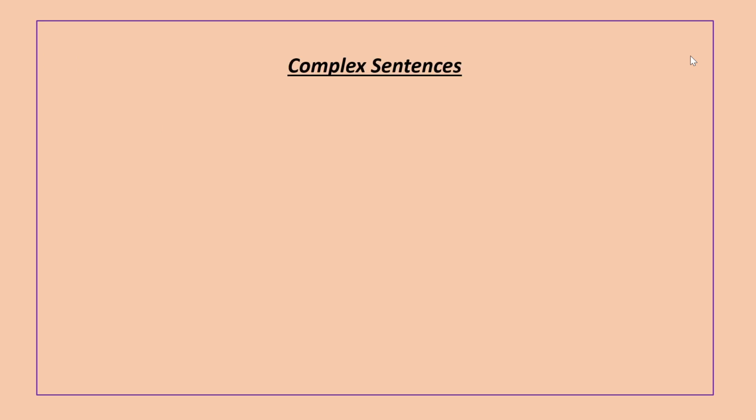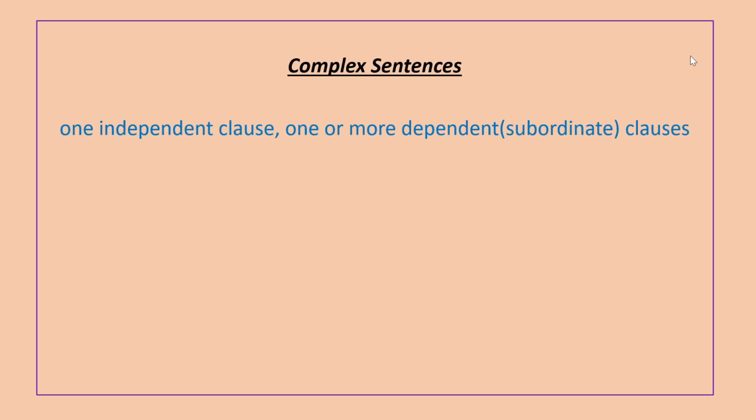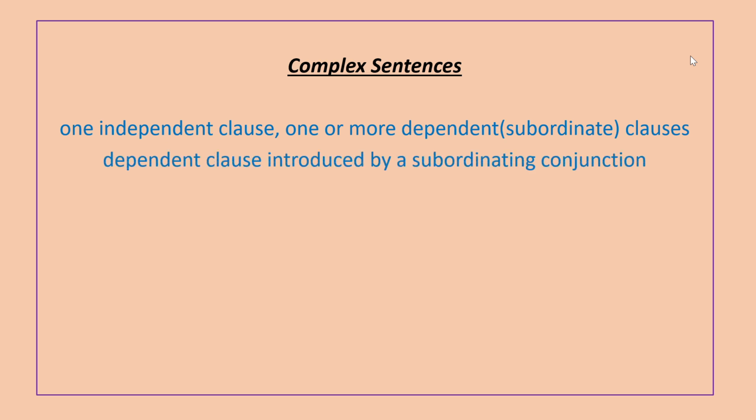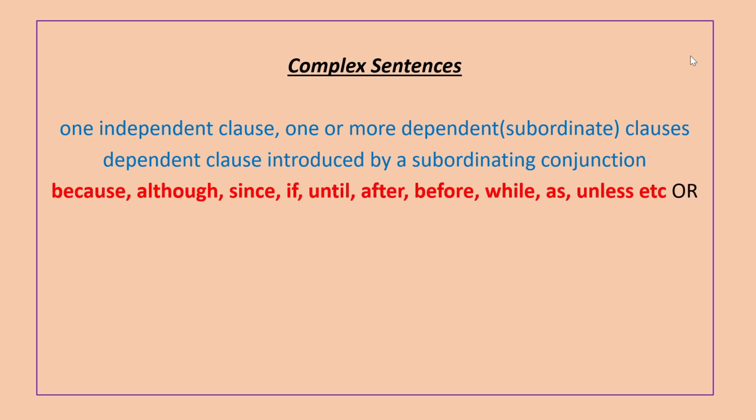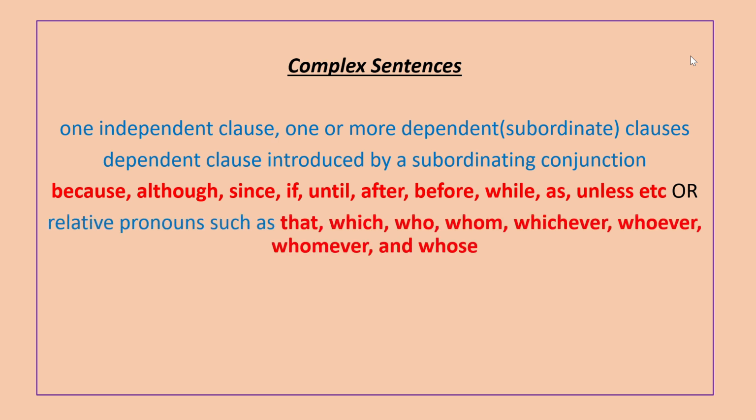Moving on to the complex sentences. A complex sentence has one independent clause and one or more dependent or subordinate clauses. The dependent clause is introduced by a subordinating conjunction. In compound sentences we used coordinating conjunctions. Here we are going to start the dependent clause with a subordinating conjunction. Subordinating conjunctions include because, although, since, if, until, after, before, while, as, unless, etc. Or your dependent clause can also begin with a relative pronoun such as that, which, who, whom, whichever, whoever, whomever, and whose.